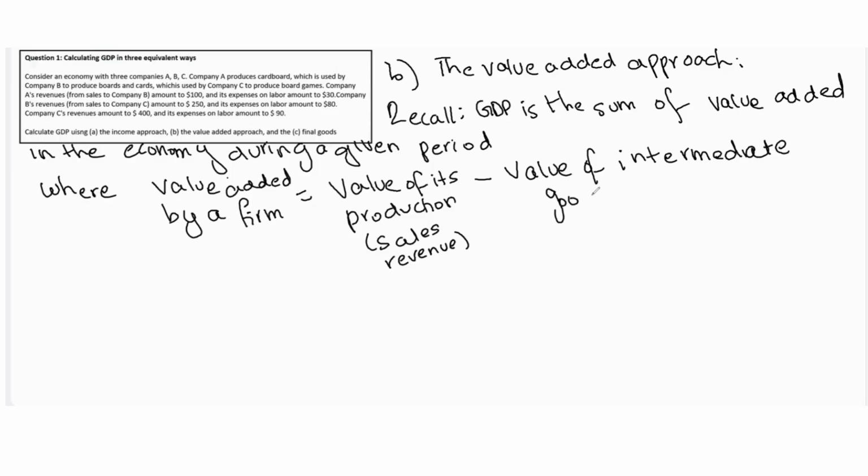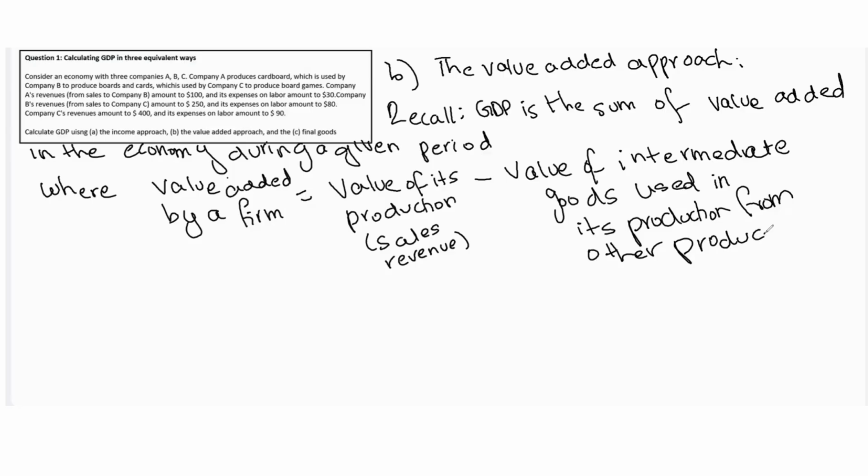Value of intermediate goods used in its production from other producers. So this is how we can find GDP using the value added approach. Now let's apply it to this example.